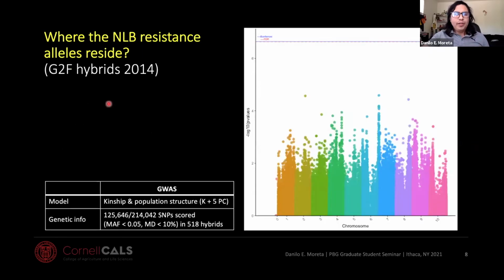In my exploratory association study, using only the 2014 hybrid population, I didn't find significant GWAS hits for NLB resistance. However, this SNP that stands out above the others, on chromosome 8, seems to colocalize with a known NAM NLB QTL. And I expect that improvements to the GWAS models will increase the power of this analysis.